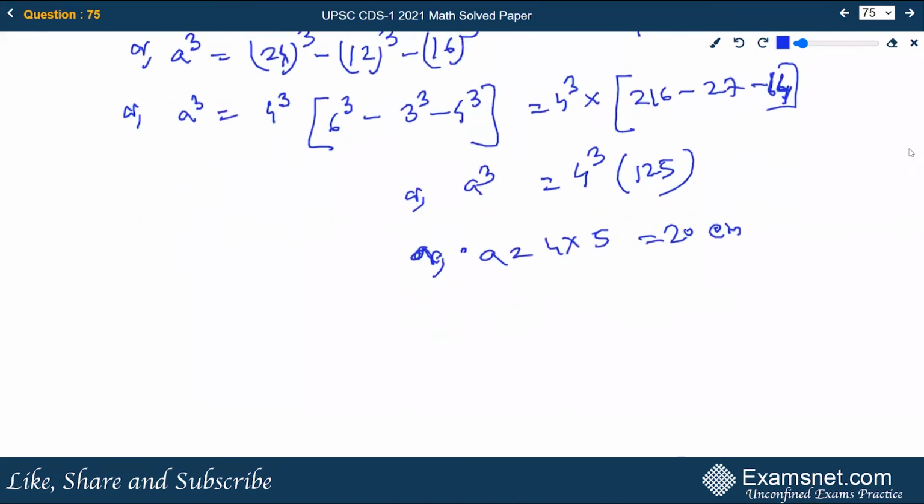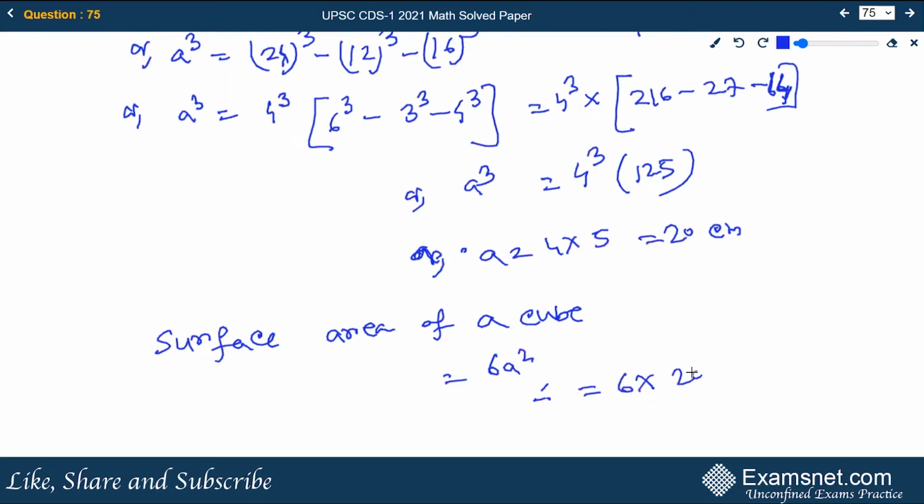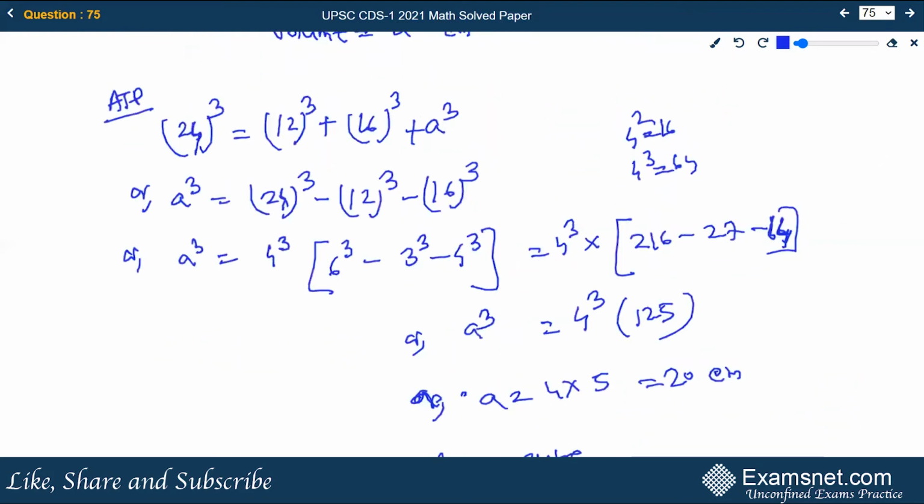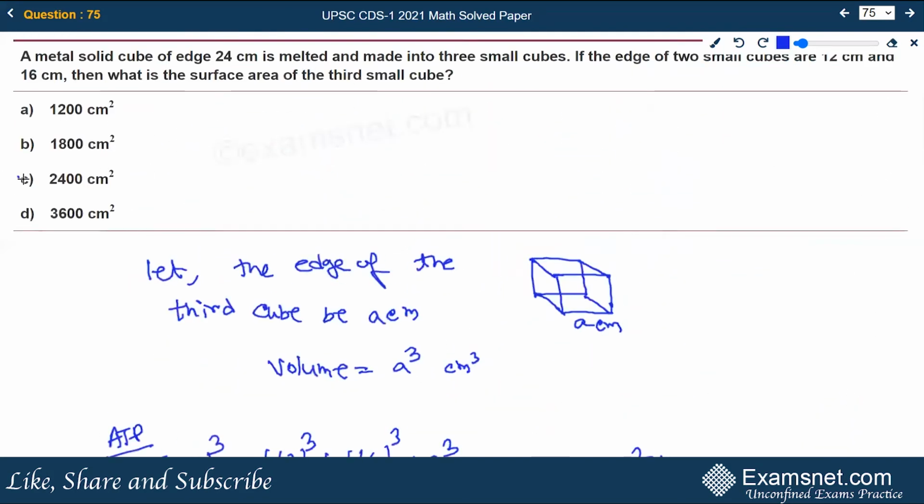Now what is the formula for the surface area of the third cube? The surface area of a cube, if a is the length of its edge, is 6a square. Therefore that is 6 times 20 whole square. So it would be 2400 centimeter square. So here option C is the correct answer.